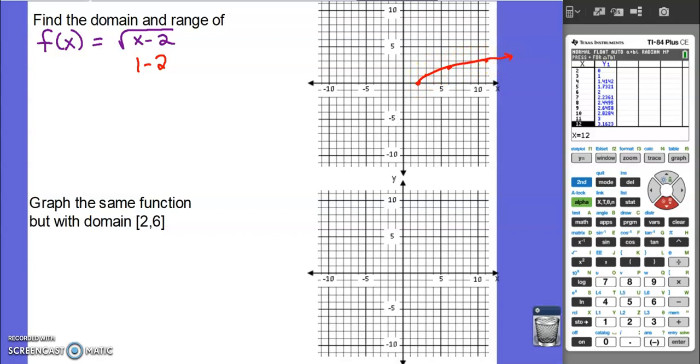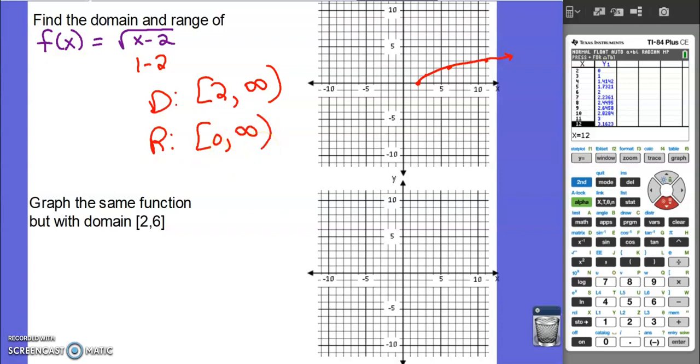So now, again, find the domain and the range. The domain is from your left to your right. So the domain is 2, starts at 2, and it goes all the way to infinity. And the range starts at 0, and it keeps going higher and higher to infinity. So that's your domain and range.